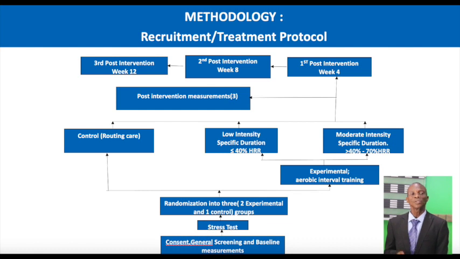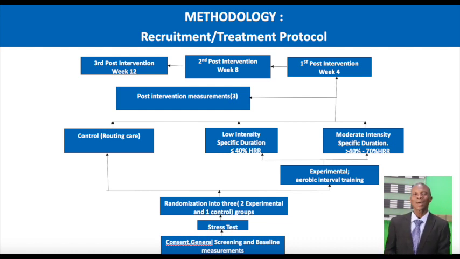This chart is the treatment and recruitment protocol chart, showing the consent obtained from the participant, the general screening, and baseline measurements. After these, participants were taken through stress tests. Those that passed stress tests were randomized into 3 study groups, and those that failed the stress test were excluded from the program with explanation. The first study group was the routine care group. These participants were coming to clinics, hypertension clinic, diabetes clinic, and other clinics. They were accessing treatment from their physicians, physiotherapists, and all that. The only difference was that compared to the experimental groups, they did not have the interval training program.